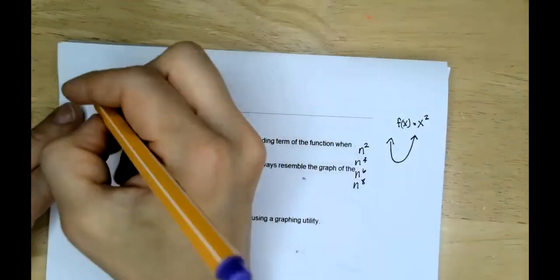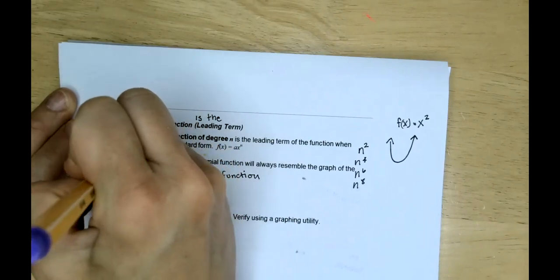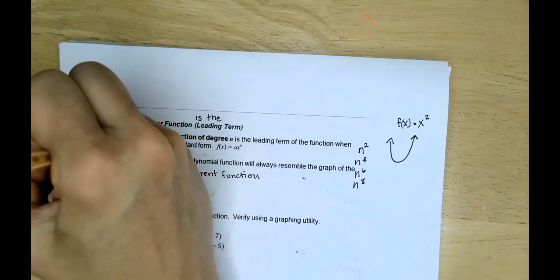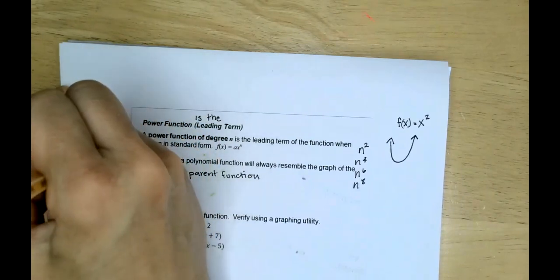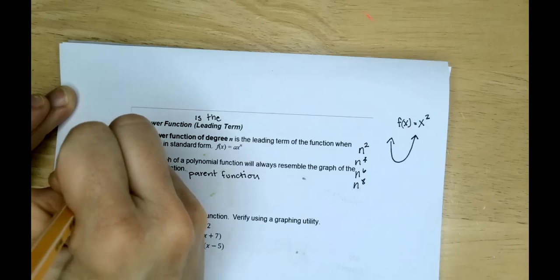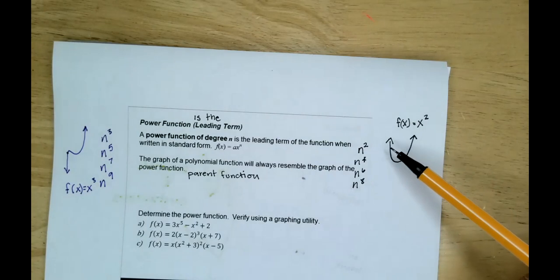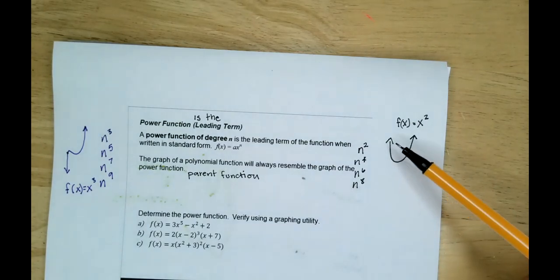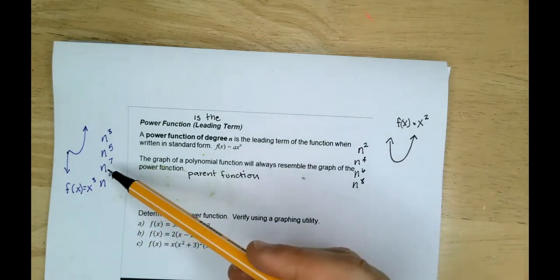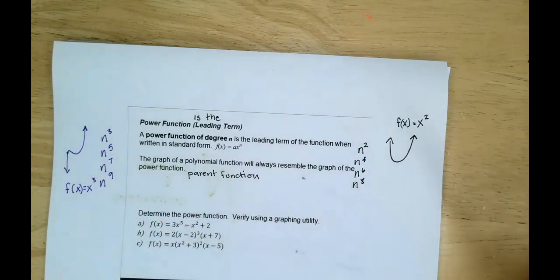If it is odd, n to the 3rd, 5th, 7th, 9th, then it's going to resemble f of x is x to the 3rd. So if it's even, the left and right side of your graph are going to go in the same direction. If your exponent is odd, those are going to go in different directions. One's going to go up, the other one's going to go down.